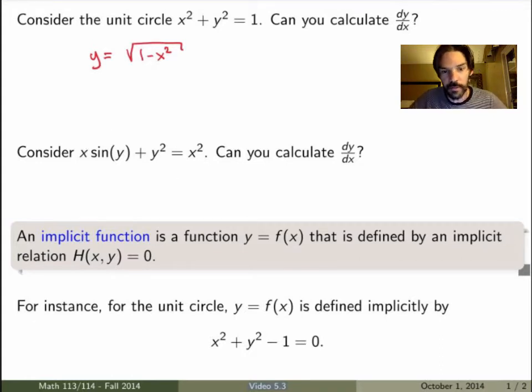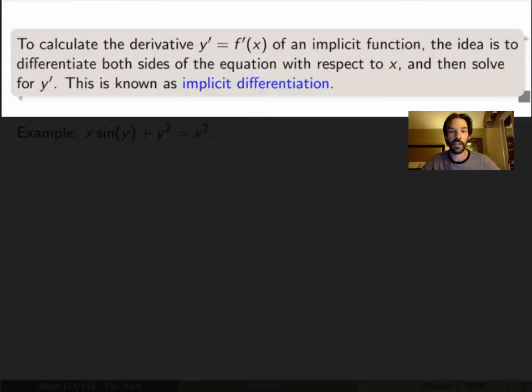Okay, and when we're given an implicit function, there's a really nice way of calculating its derivative, which is called implicit differentiation. To calculate the derivative y prime of an implicit function, the idea is to differentiate both sides of the equation with respect to x, making sure that we remember that y is a function of x and not a constant with respect to x, and then we solve for y prime. I'll do an example because this is quite different from what we've done so far, so it might be a little confusing, but it's a really important concept. We'll use that later on to calculate derivatives of inverse functions as well, so it's important you get used to it and practice with exercises.